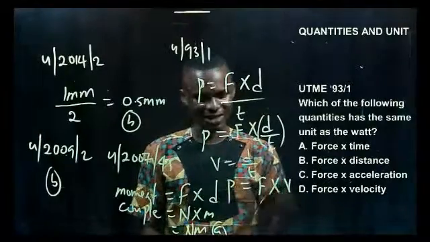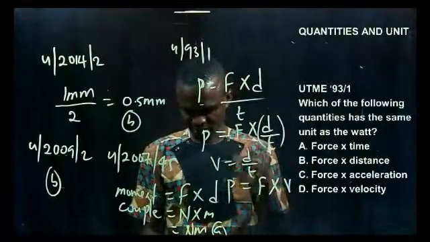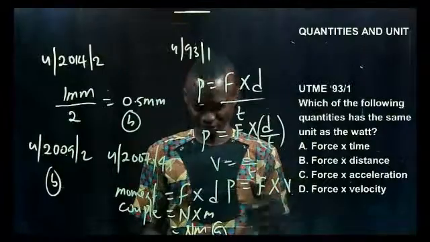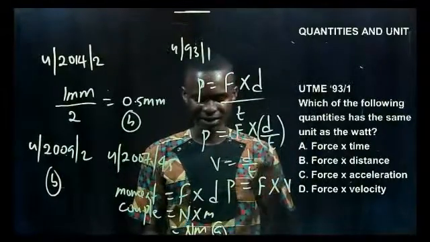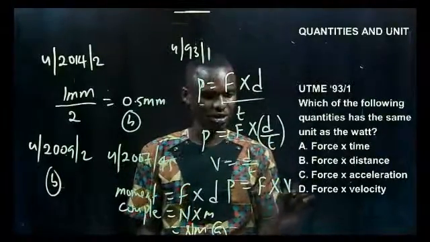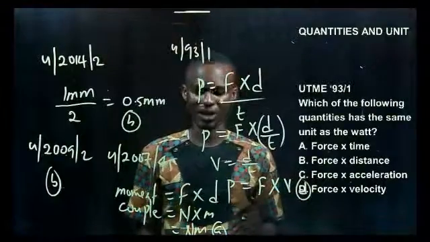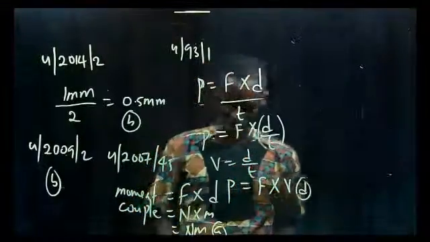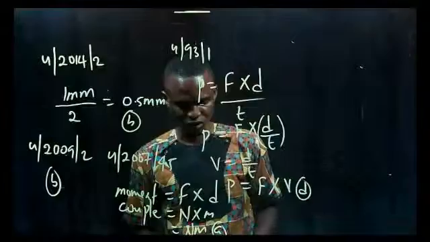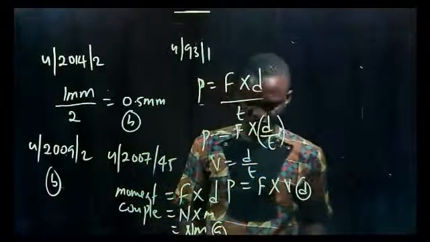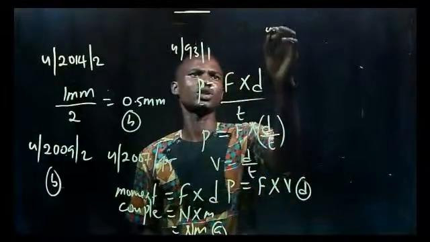B, force times distance, no. C, force times acceleration. And D, force times velocity. So option D is correct for that question. Okay, quickly, let us move on again to the next question, which is UME 1992 question 1.